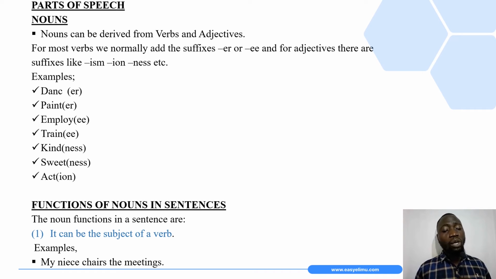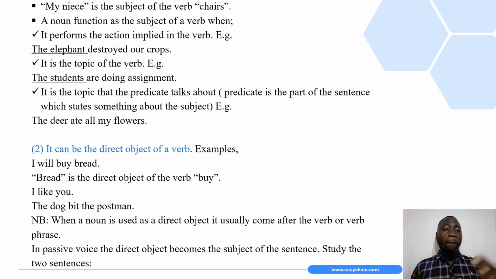So, number one, we can have nouns in sentences functioning as the subject of a verb. When they act as the subject of a verb, it means that they are what we are talking about in those sentences. So we have a few examples here. The first example, my niece chairs the meetings. So my niece is the subject of the verb chairs.